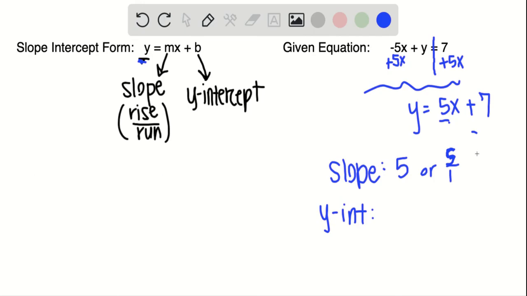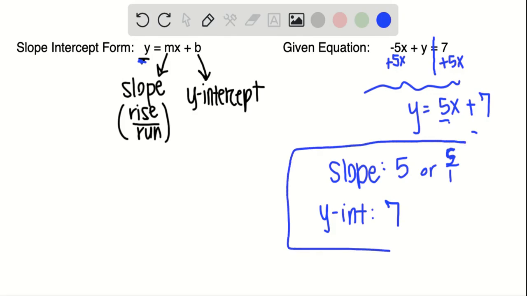And then our y-intercept is always the number that's a constant, or by itself, and that will be the number 7. It's positive 7 because it has a plus sign right in front of it.